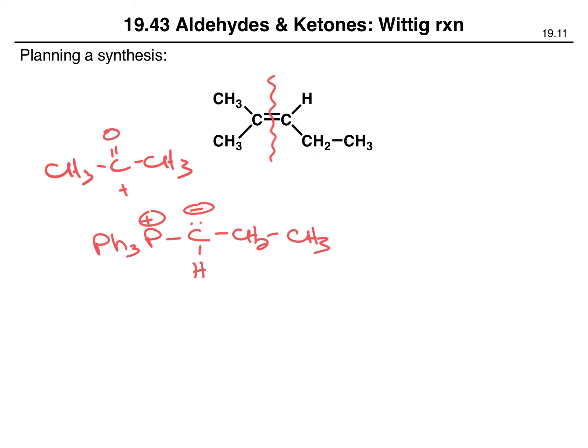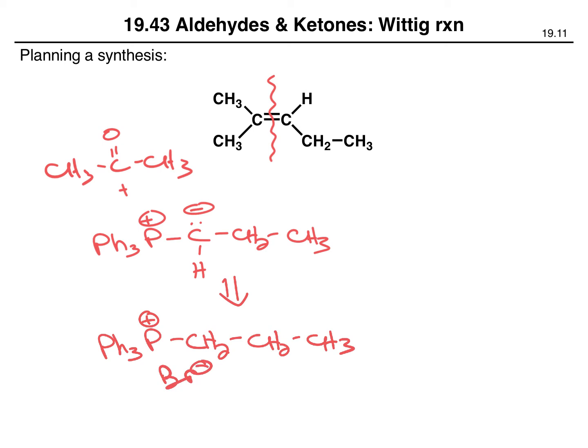And then if we work backwards further, then this is going to come from the triphenylphosphonium salt of this, and let's say with a bromine counterion. And then finally, this comes from this, plus triphenylphosphine. So let's think of this in the forward direction.